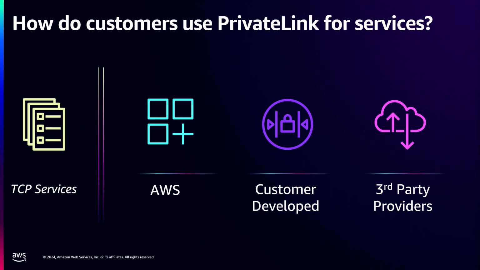And lastly are third-party providers. Third-party providers are services like MongoDB, Teradata, Snowflake. PrivateLink both integrates with AWS Marketplace, but also has its own ISV ecosystem for third-party providers where they can offer services over PrivateLink.